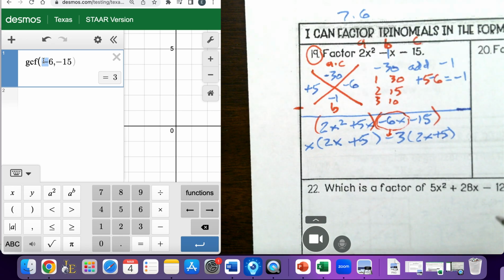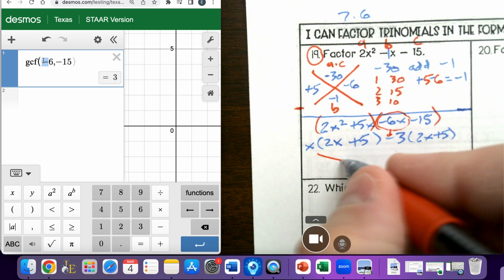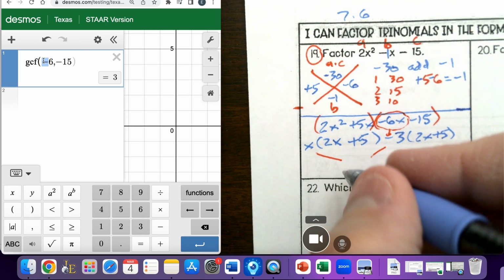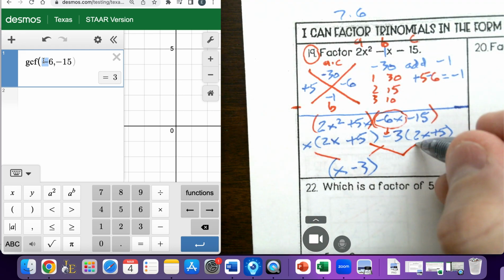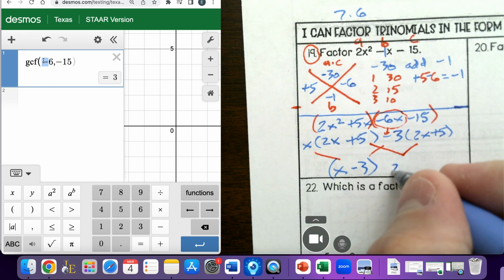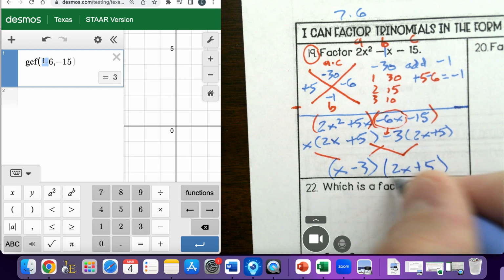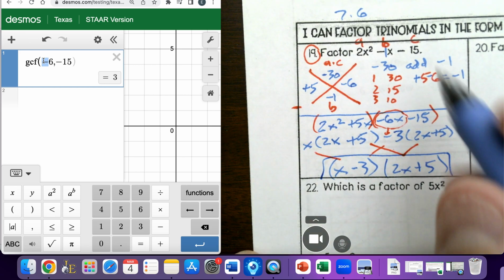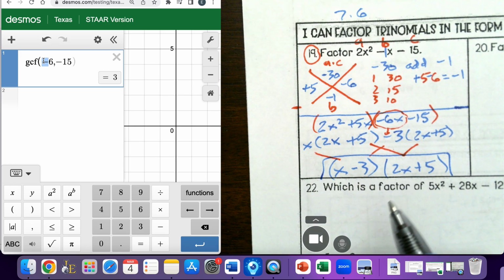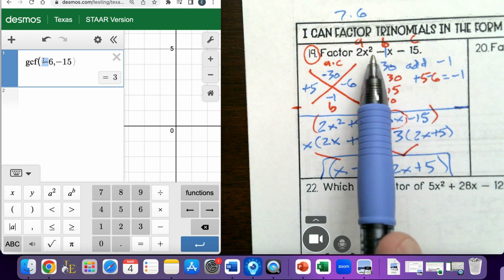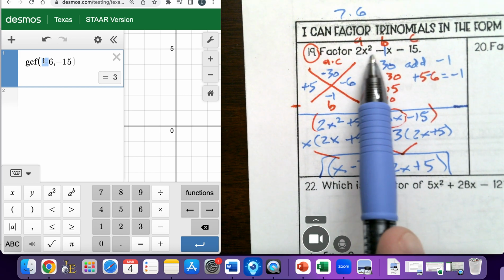Well, I can group these two guys into one factor, x minus 3, and I can group these two into another factor, and I get 2x plus 5, and this is my answer. So these are the factors of 2x squared minus x minus 15. And if you want to check your answer, you can use the FOIL method or box method. When you multiply these two, it should return back to your original value. I would especially do that if you have extra time on the test.